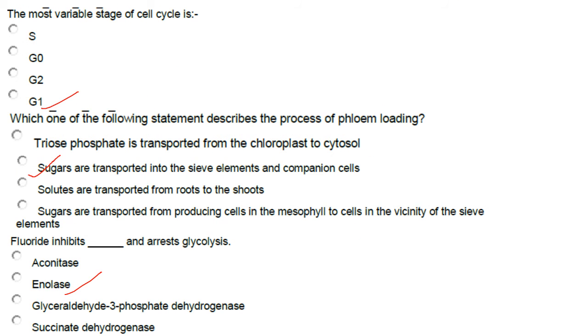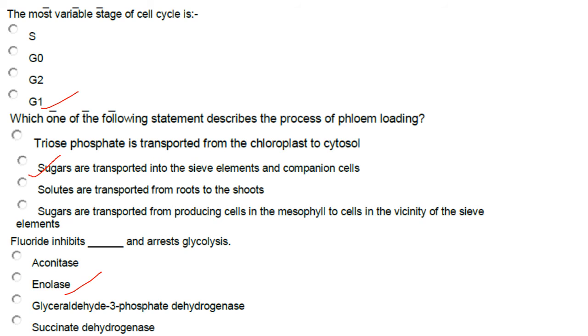Then next one. The most variable stage of cell cycle is, so that is G1. G1, S and G2 phases make up the period known as interphase. Cells typically spend far more time in the interphase than they do in mitosis. Of the 4 phases, G1 is most variable in terms of duration, although it is often the longest portion of the cell cycle. Now, which of the following statements describe the process of phloem loading?